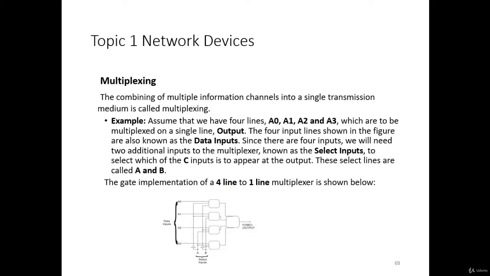Multiplexing. The combining of multiple information channels into a single transmission medium is called multiplexing. Assume that we have four lines A0, A1, A2 and A3 which are to be multiplexed on a single line output. The four input lines shown in the figure are also known as data inputs. Since there are four inputs, we will need two additional inputs to the multiplexer, known as the select inputs, to select which of the inputs is to appear at the output. These select lines are called A and B. The gate implementation of a 4-line to 1-line multiplexer is shown below.